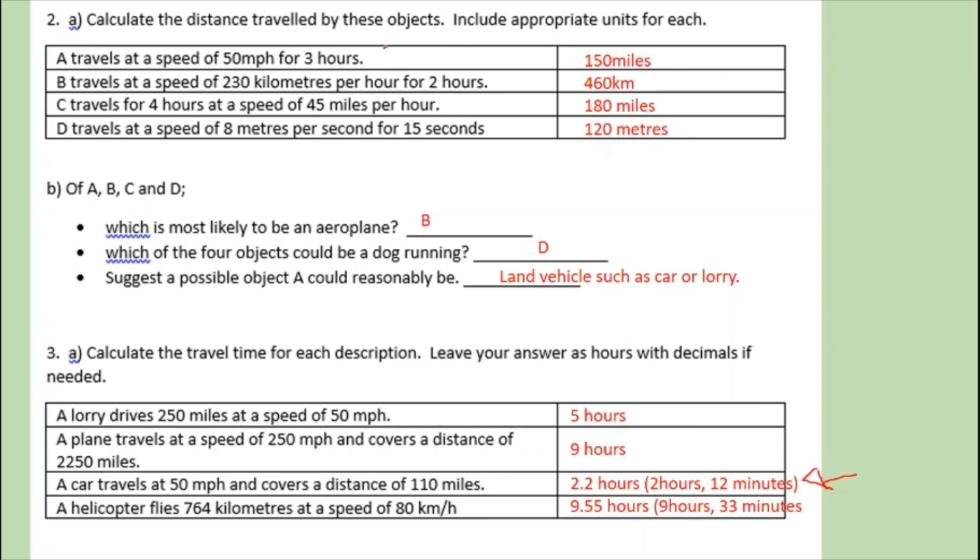Of the ones on there that's a dog running, well, 8 meters per second for 15 seconds, that's a short sprint. That's the sort of thing a dog might do. The final one, I went for a car or a lorry, but really anything that could travel at about 50 miles an hour and maintain it. An animal such as a cheetah, for example, can reach that sort of speed, but it would not be able to maintain it for the full 3 hours. So you do need to sort of bear that in mind on a question like this.